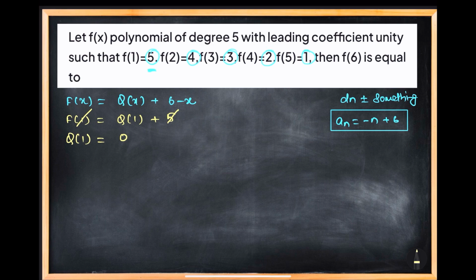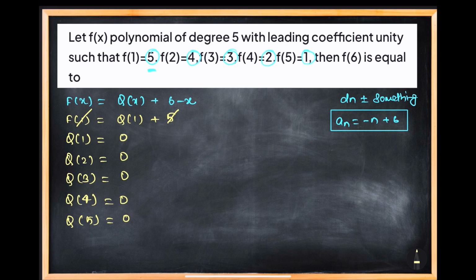Similarly, you will replace x with 2. So you will get q of 2 equals 0. Similarly, you will replace x with 3. So you will get q of 3 equals 0. Similarly, replace x with 4. So q of 4 equals 0. Similarly, q of 5 equals 0.